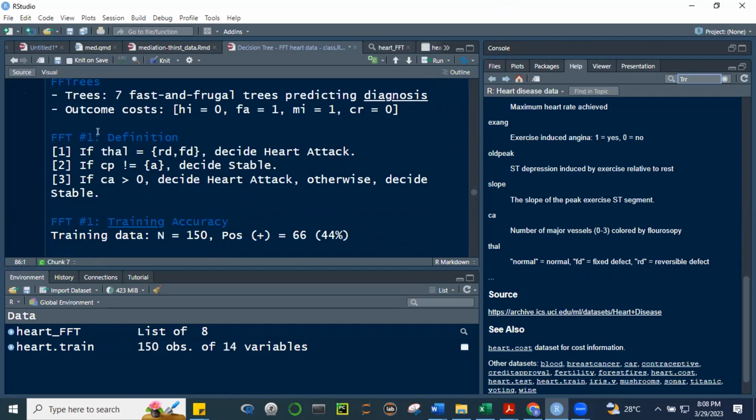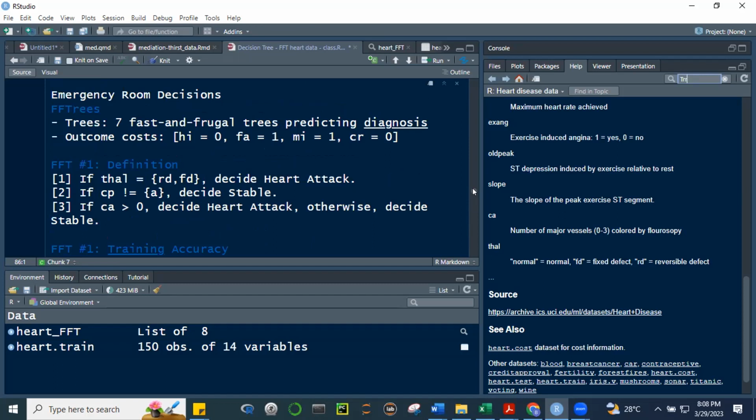And then next, if CP, chest pain yata to, is not equal to A, then decide stable. And then if CA is greater than 0, then decide heart attack, otherwise decide stable. All right, ito yung tree niya, no? So this is what it's saying.